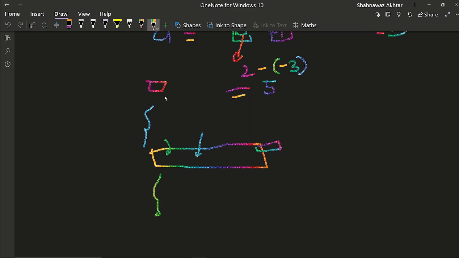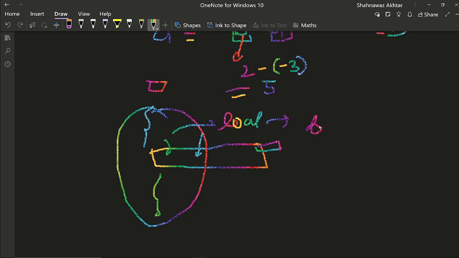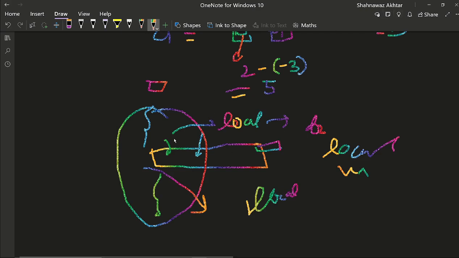If I declare something here, this is the local scope. All the variables declared inside this are local variables, and all the functions inside this are local functions. Here is a declaration and definition, so you have to define and declare. When we declare or define a variable under this scope resolution, it is a local one. It can be either with a class or with a function.